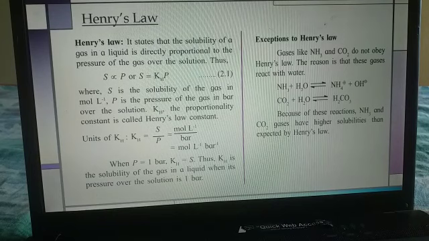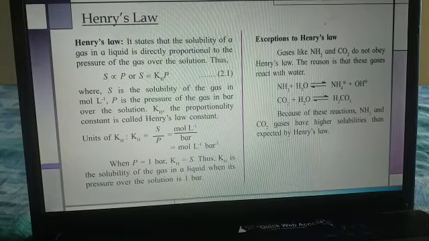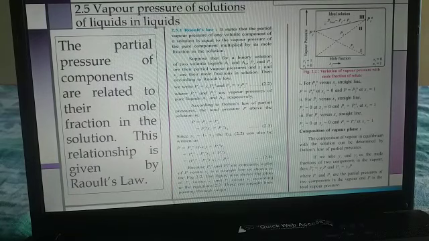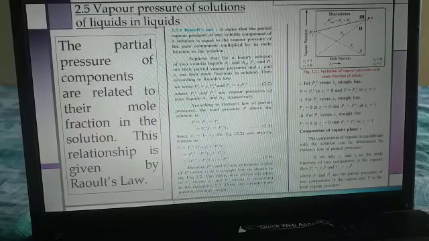Now, because of these reactions, NH3 and CO2 gases have higher solubility than expected by Henry's law. After that, the most important concept is the vapor pressure of a solution of liquid in liquid. For that, we first require to know what volatile solutions are. The ability of any liquid to convert into its vapor form is known as volatility. For example, alcohol, and another good example is acetone.